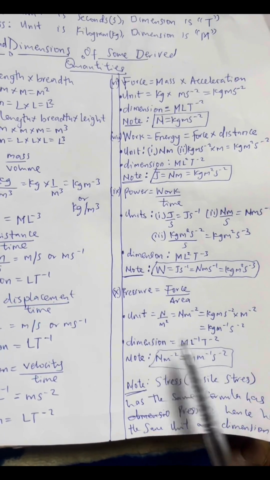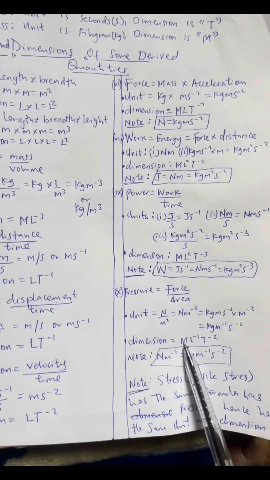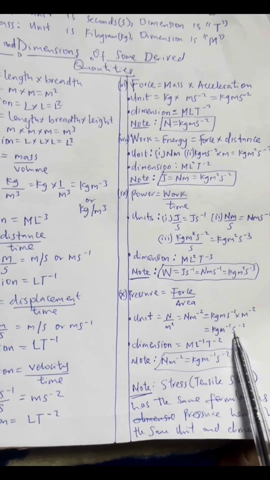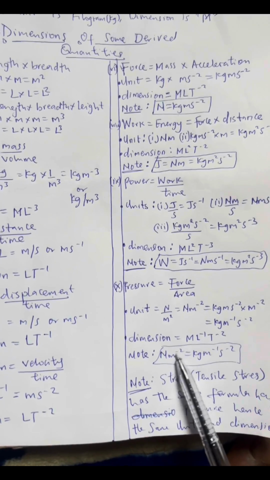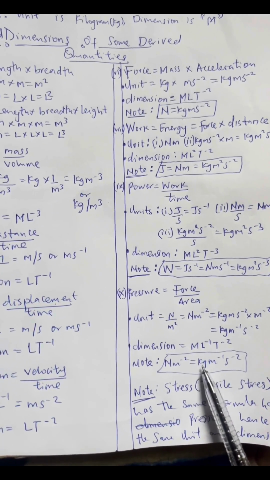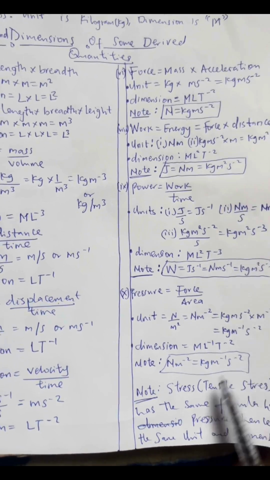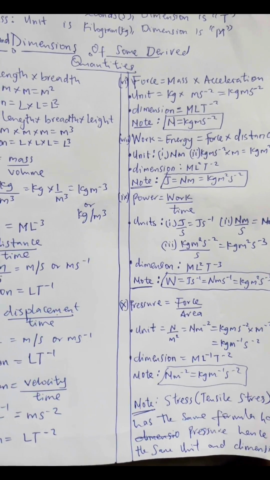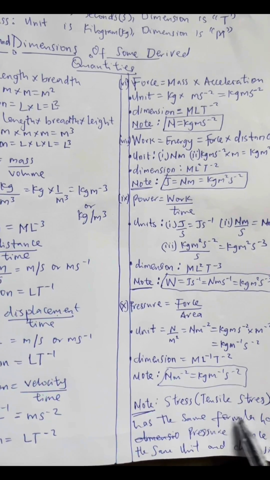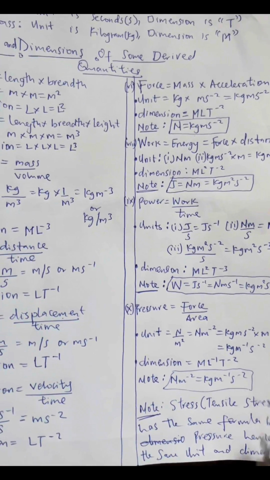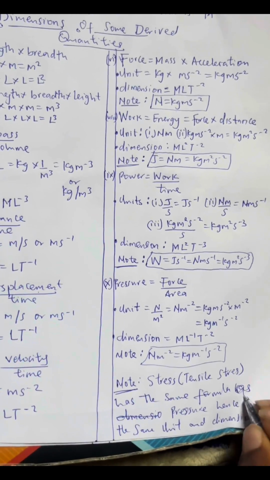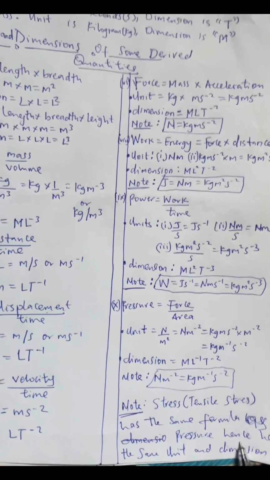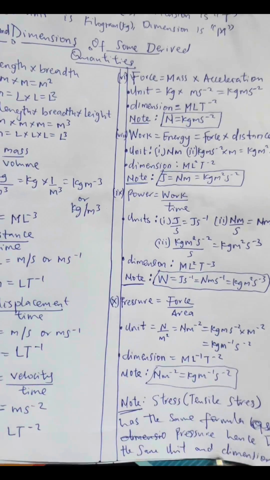So therefore the dimension will be M per L per T square. This is the kilogram, this is the length, this is the time. So you have to know that Newton per meter square is equal to what? Kilogram per meter per second square. Then you have to know that stress, either it is tensile stress or tangential stress, has the same formula as pressure. Hence it will have the same unit and what?